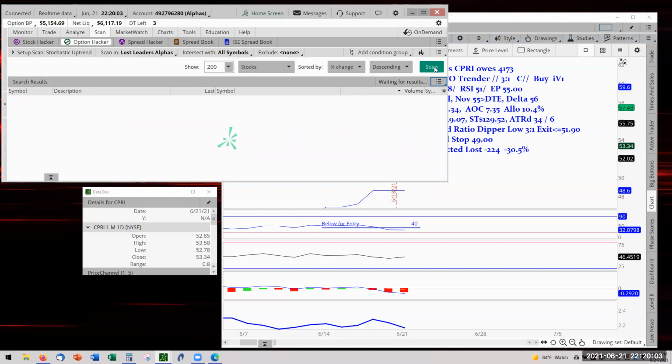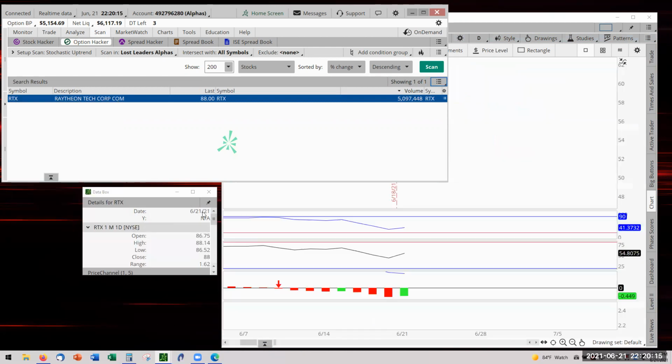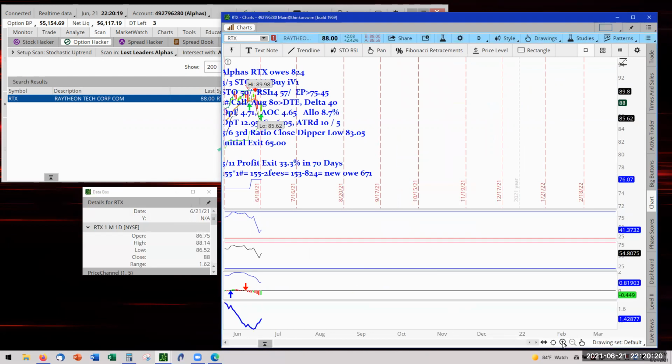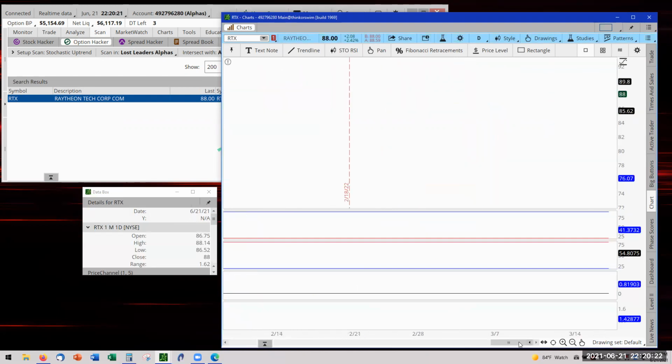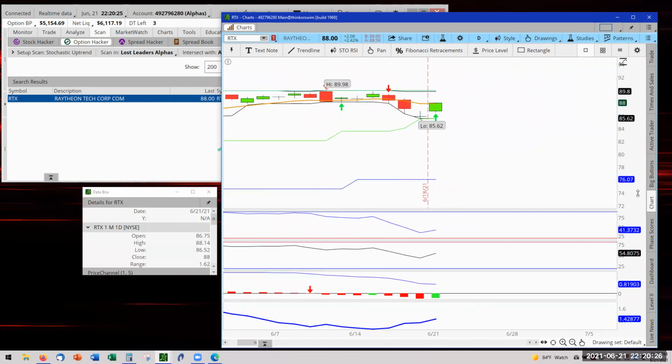Now we're going to the third evolution. And RTX is on the screen. We will be looking at RTX. So we're going to right click, come down here, send to the red, and then come here and go auto, and then zoom in 1, 2, 3, 4, right about there. And there it is.